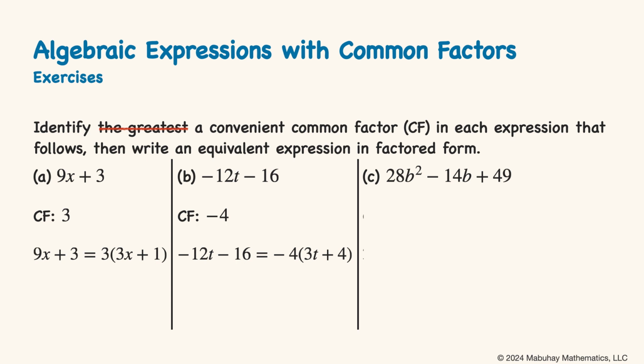And then part C, we have 28b squared minus 14b plus 49. Again, we see the variable in some of the terms, but not all of the terms. We see the variable in the first two terms. We don't see that same variable b in the last term. And so b is not a common factor, so we're just left to look at the coefficients. I see a 28, a negative 14, and a plus 49, and turns out that all of those numbers have a factor of 7. And so the common factor that we'd like to pull out of this is 7. When we do that, we're left with the quantity 4b squared minus 2b plus 7.